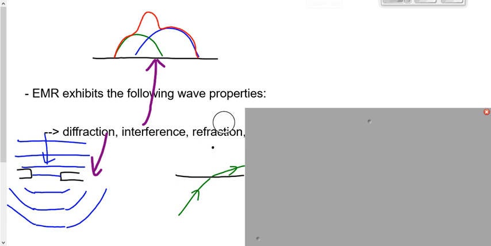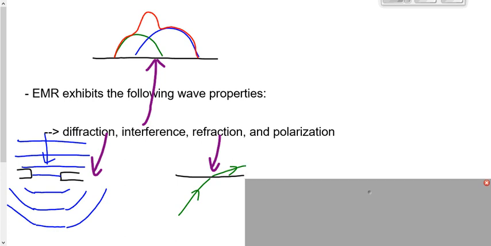The fourth one, this is probably one that many of you have never heard of before. Certainly we did not cover this in Physics 20. The fourth one is called polarization.